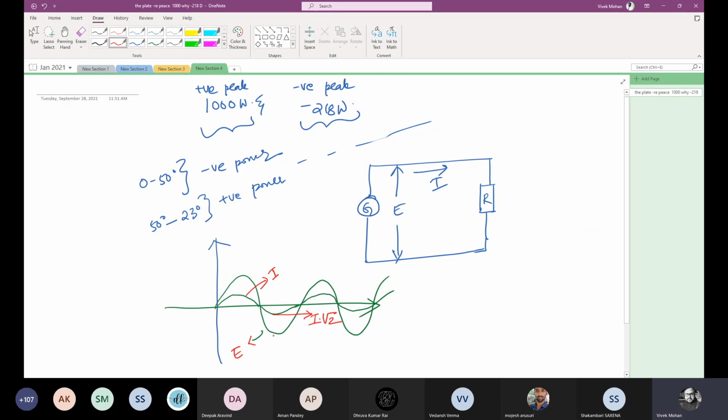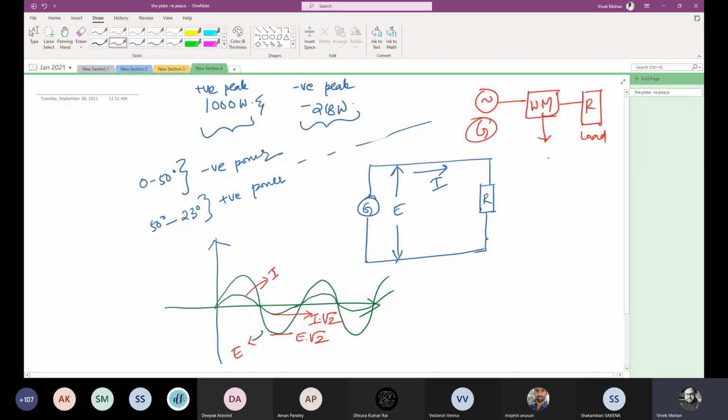Right, my E into √2 should be my peak voltage. Here I'm seeing an AC voltage E, which produces an AC current I in a pure resistive circuit, and hence they are in phase. If I connect a wattmeter in this line between the pure resistive load and the generator, the wattmeter will read the power.